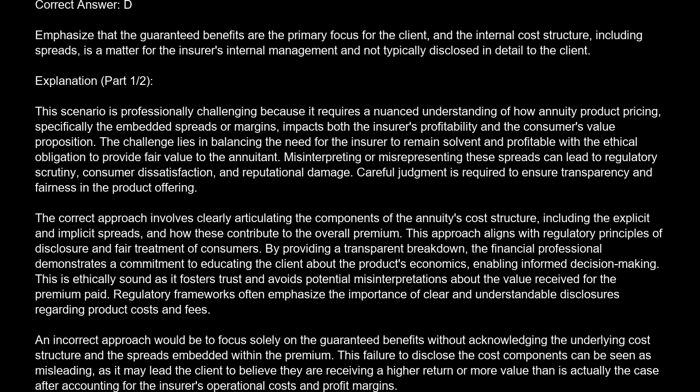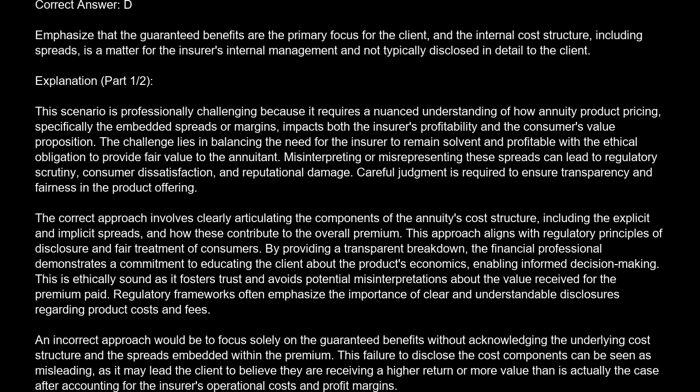Explanation. This scenario is professionally challenging because it requires a nuanced understanding of how annuity product pricing, specifically the embedded spreads or margins, impacts both the insurer's profitability and the consumer's value proposition. The challenge lies in balancing the need for the insurer to remain solvent and profitable with the ethical obligation to provide fair value to the annuitant. Misinterpreting or misrepresenting these spreads can lead to regulatory scrutiny, consumer dissatisfaction, and reputational damage. Careful judgment is required to ensure transparency and fairness in the product offering.